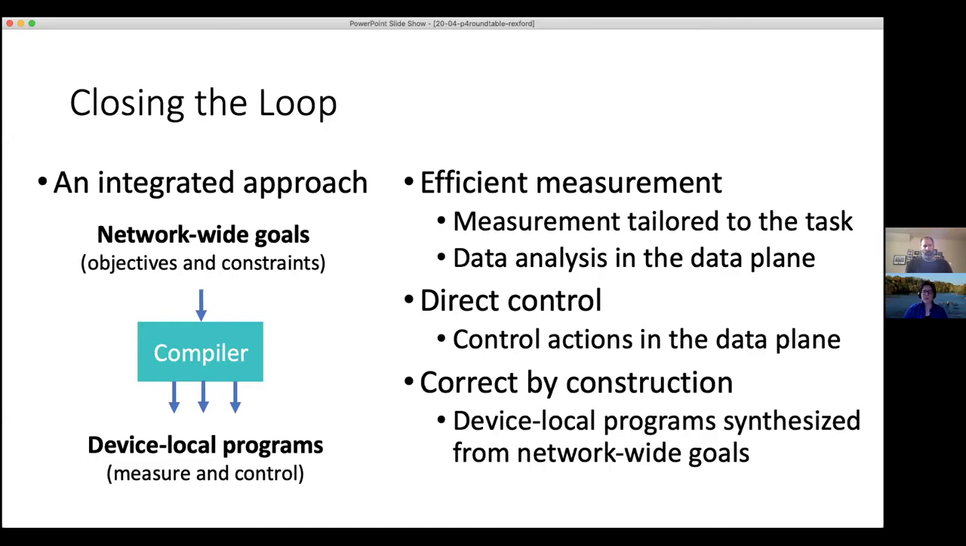And finally, by putting a lot of attention on how we specify network-wide goals and compile them into device local programs, there's a long-term hope that we can make the network correct by construction, by having the compiler generate these programs rather than individual network programmers, giving us a chance to be able to reason about the translation from high-level goals to low-level distributed network programs.